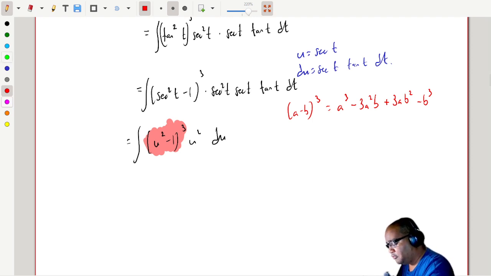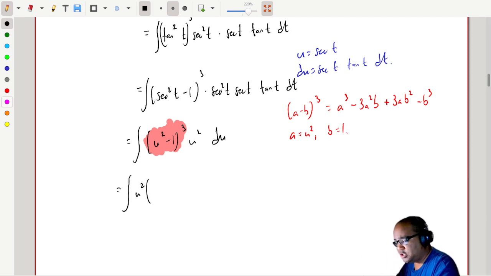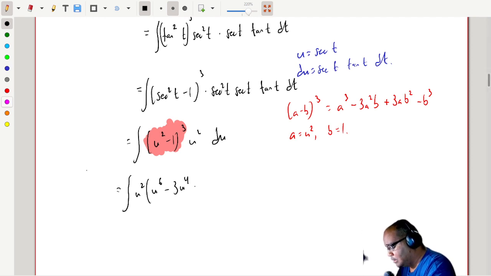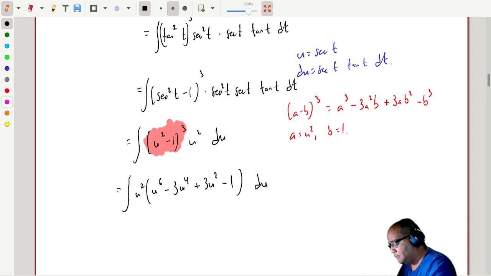But we're going to use this where a is equal to u squared and b is equal to 1. So getting that out of the way, we have u squared, and we'll shove that out to the front. And now u squared minus 1 cubed, following the binomial formula here, fill in the details: u to the 6th minus 3u to the 4th plus 3u squared minus 1.